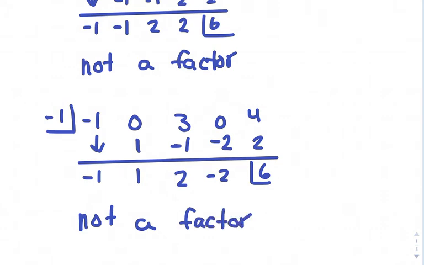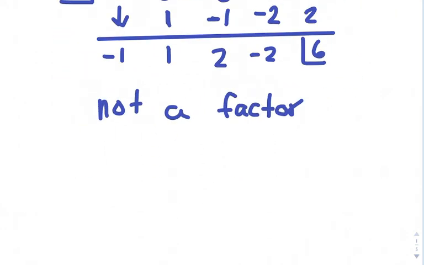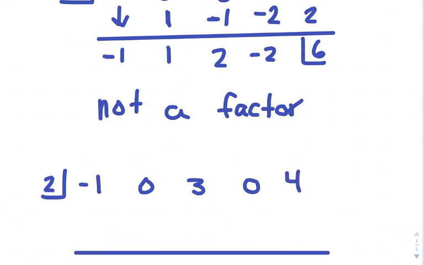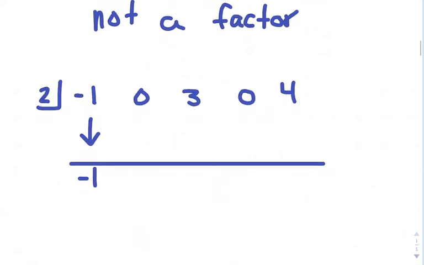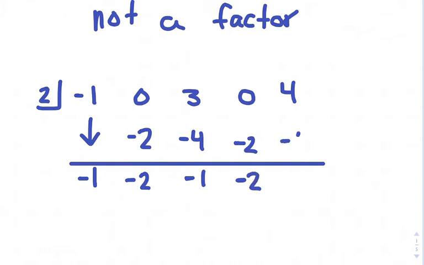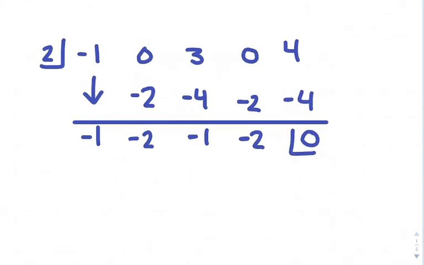So then we go on to the next one. So I'm going to try 2 here. So negative 1, 0, 3, 0, 4. Drop down negative 1. 2 times negative 1 is negative 2. Negative 2 plus 0 is negative 2. 2 times negative 2 is negative 4. 3 minus 4 is negative 1. When I multiply that, I get negative 2. And then 2 times negative 2 is negative 4. So here I have a remainder of 0, which means that x minus 2 is a real 0.